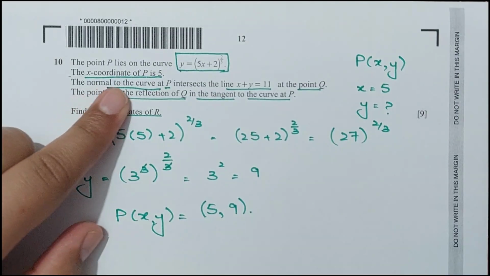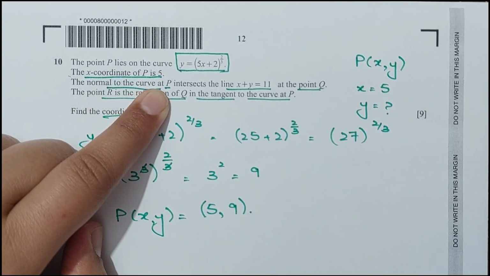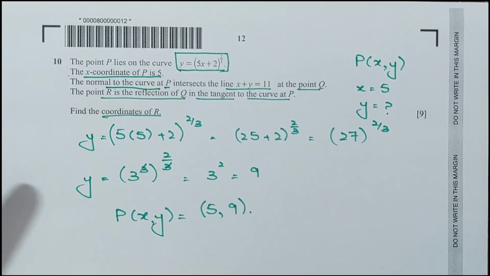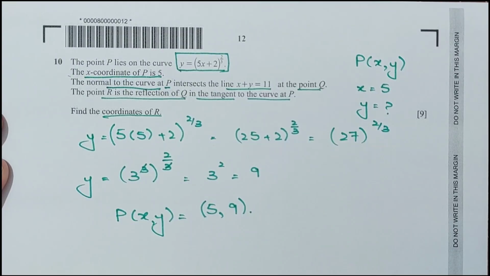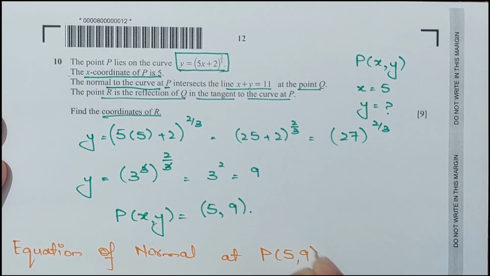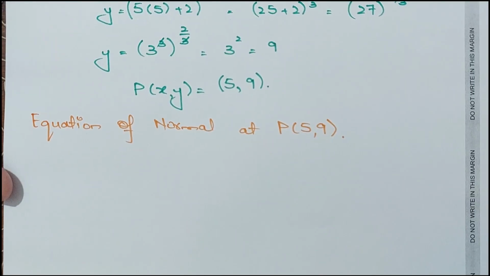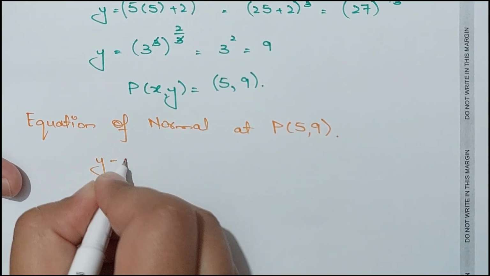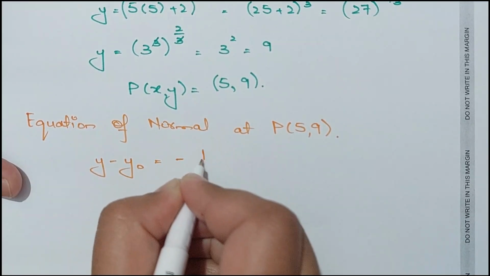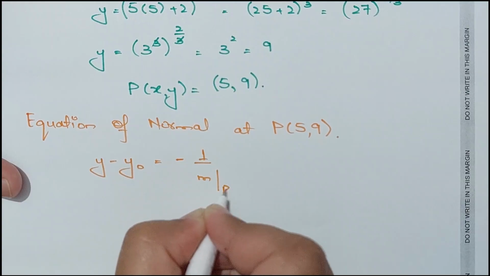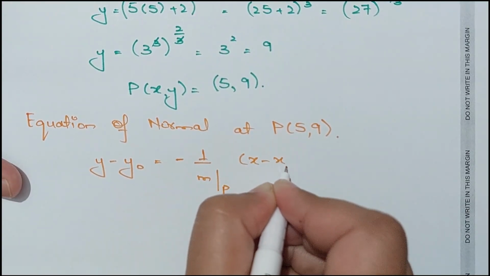Now, normal to the curve at point P. So we have to find the equation of normal at point P. Okay, so equation of normal at P, which is 5 and 9. Okay, so the equation of normal is y minus y naught equals to minus 1 over the gradient at point P into x minus x naught.